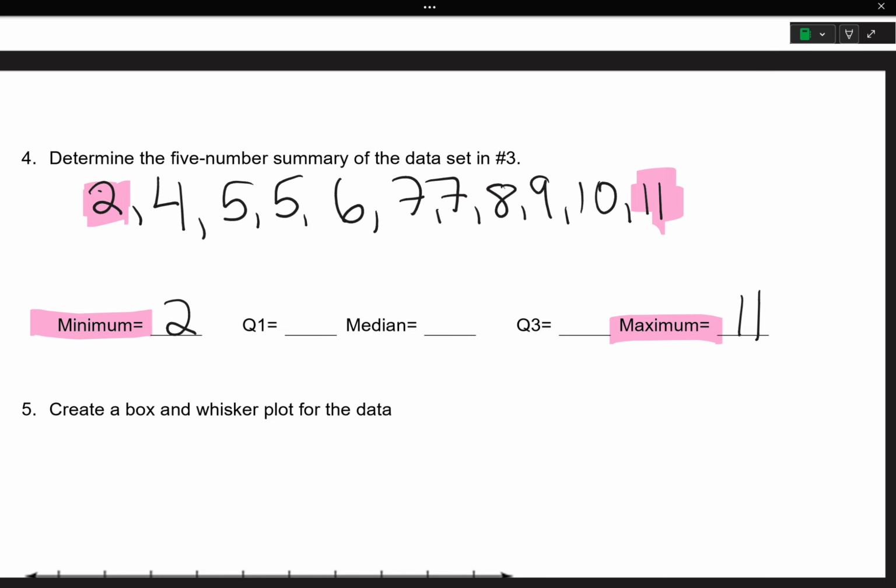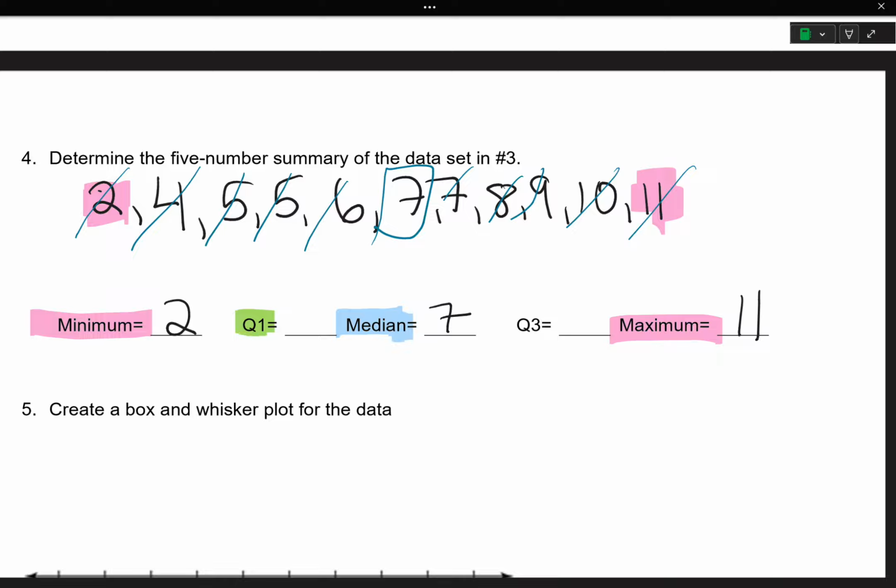Next, I have to find the median. The median is the middle of our data. So let's find the number in the middle of my data. 7. Remember, if we do not have a specific number in the middle, we add the two numbers and divide by 2.